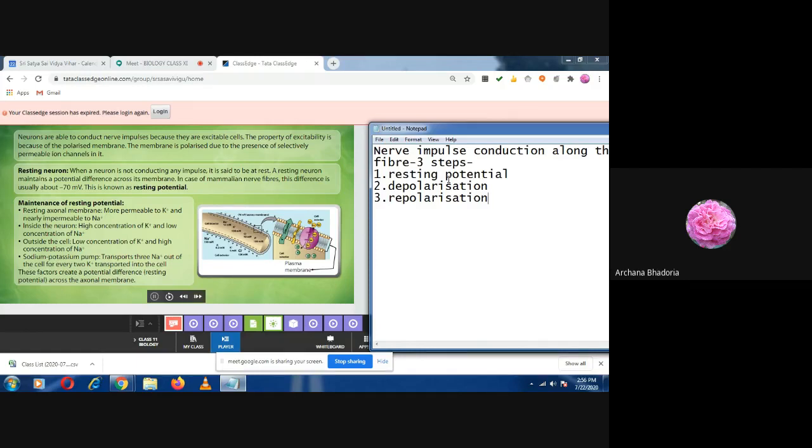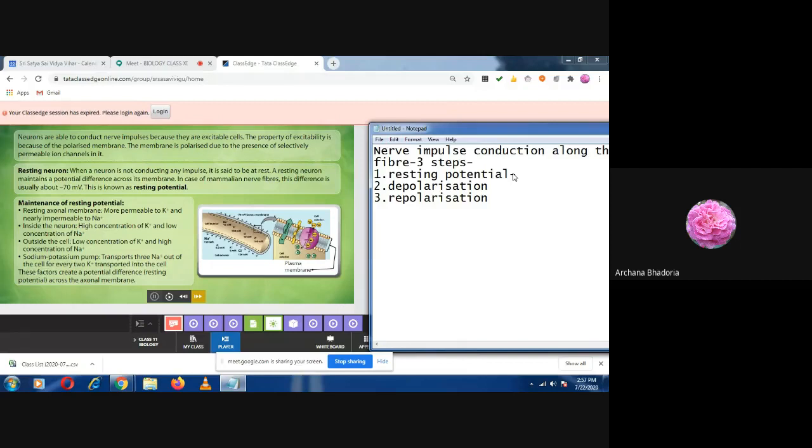And outside, what will be more? The sodium will be more outside and potassium inside the membrane. And the sodium potassium pump will continue. In the resting potential, where will sodium be more? Outside the sodium will be more and inside the potassium will be more. Just remember this and write it down.